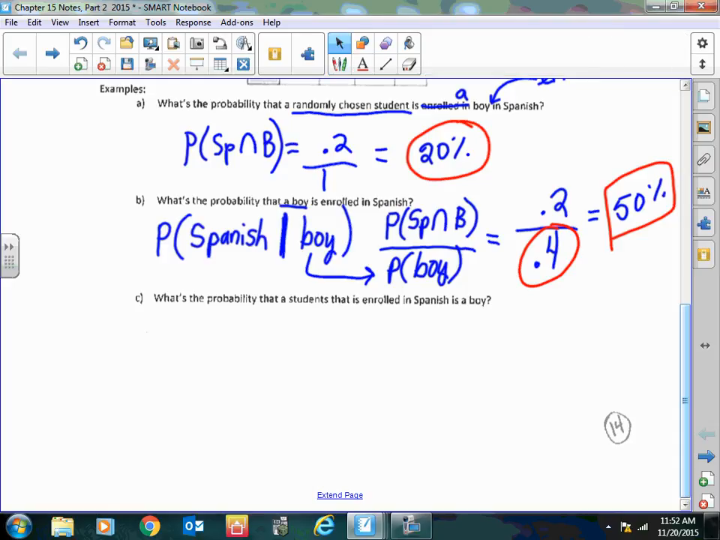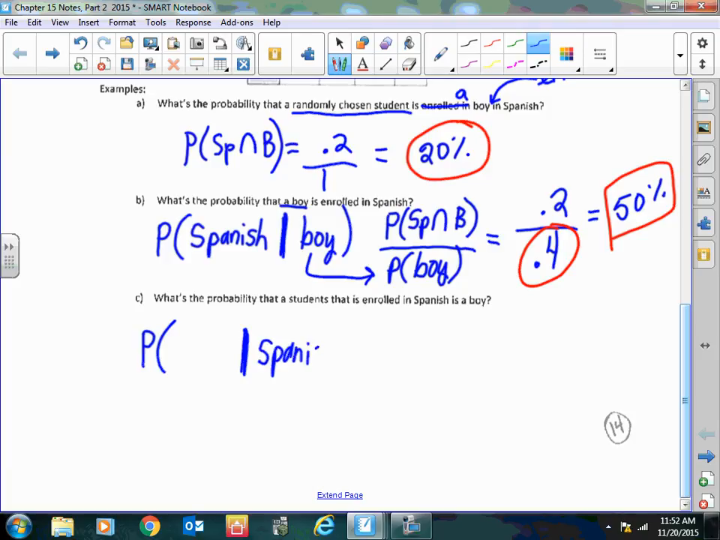All right, next, let's see if you can catch the way this wording goes. What's the probability that a student that is enrolled in Spanish is a boy? So how would the shortcut of that look, though? What information have you been given? Okay, good. You have been given that it is a person enrolled in Spanish. And then you're wanting to know what's the probability they're a boy.